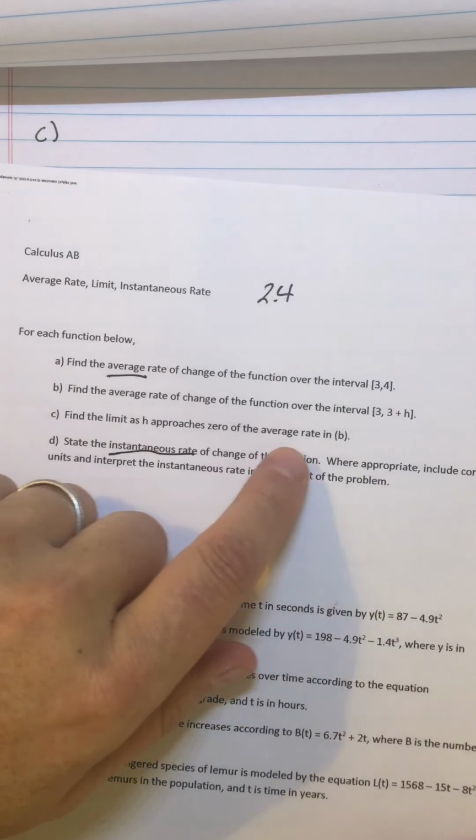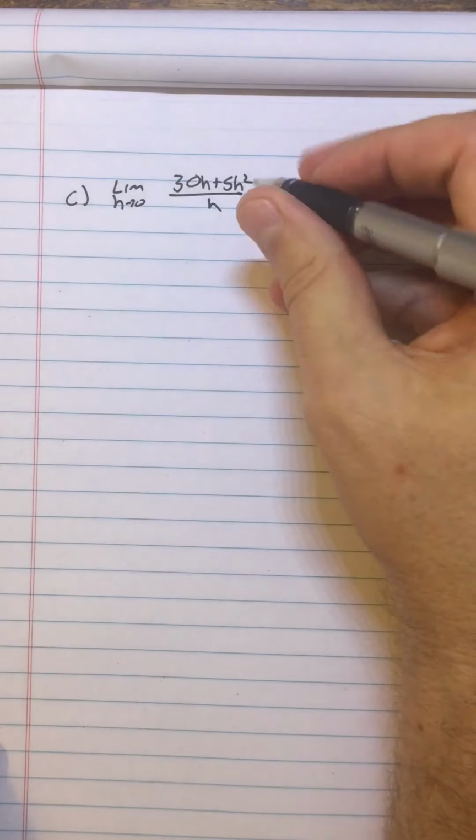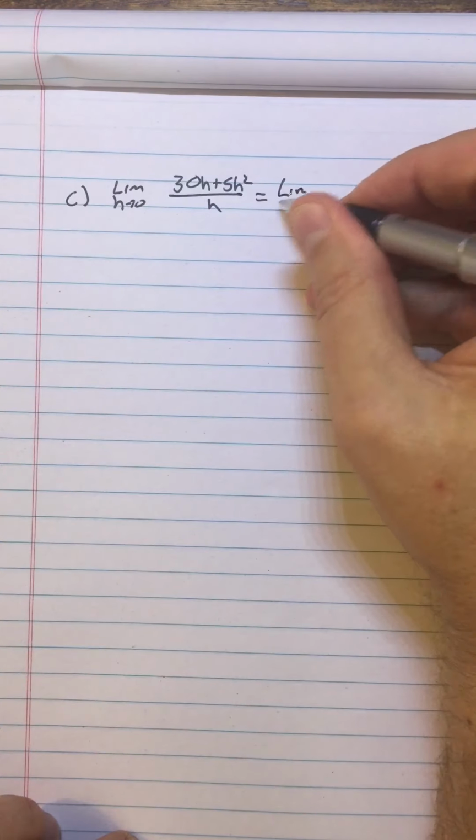Part C says, find the limit as h approaches 0 of the average rate in part B. Here's my average rate in part B. I want the limit as h approaches 0 of 30h plus 5h squared over h. Now, especially people who, in your homework, I made a comment about keeping the limit statement on until you evaluate, make sure you follow what I'm doing with the limit, because when I reduce this, it has to still be a limit.